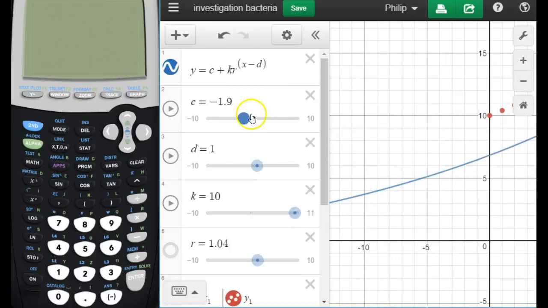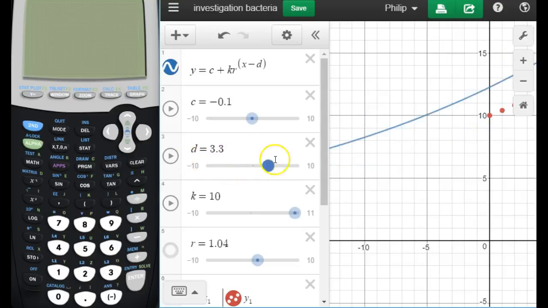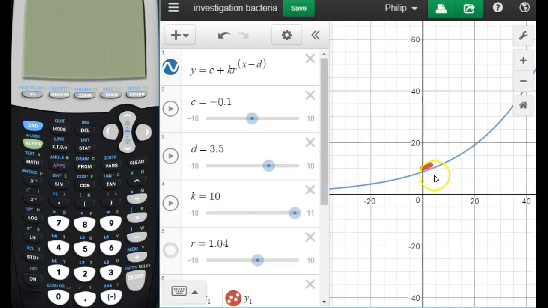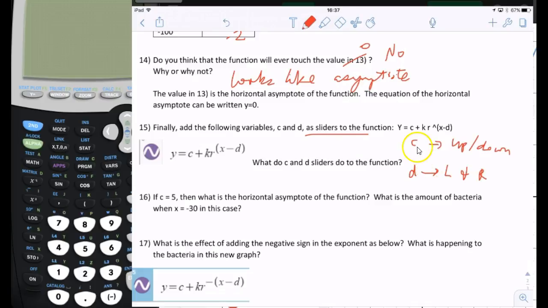Okay, so first, what does C do? That's interesting. C moves the whole function up and down without really changing the shape. What does D do? Not very obvious what D does. Let me back up a little bit here. Do you see what D does? D moves it left and right without changing the shape. Okay, so let's write that down. So here I've noted that C makes the function go up and down, and D makes it go left and right.